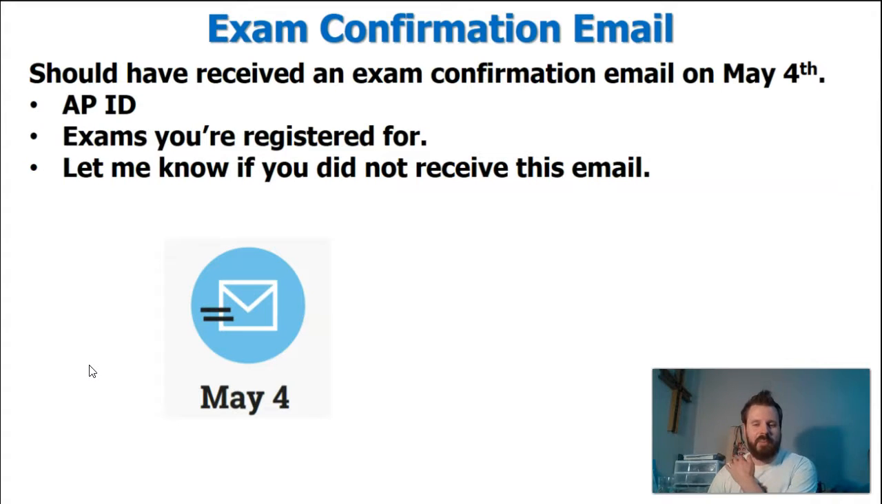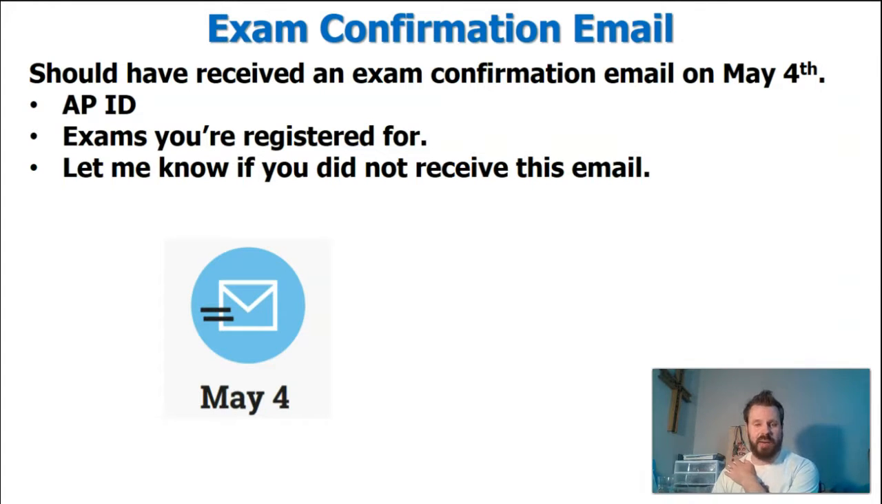All right, back to exam reminders. Hopefully you checked out the bunch of information we gave you last week. Here's a review, or if you didn't check it out, pay attention here quick for me. First off, exam confirmation email. You should have received an email confirmation on May 4th with both your AP ID, which you'll need for the exam, and also stating which exams you're registered for. Check on this. Let me know if you did not receive this email, because if you didn't get this email, you're probably not going to get the email with the exam ticket that lets you into the exam.